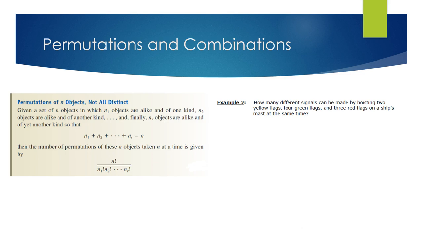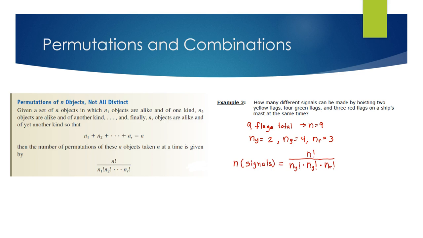If I want to look for how many different combinations of signals I can make, I have 9 flags total, so the overall n is 9. I called n sub y for yellow 2, n sub g 4, and n sub r 3. And so when I want to figure out how many different signals, it's going to be n factorial over n_y factorial times n_g factorial times n_r factorial. So it's going to be 9 factorial over 2 factorial times 4 factorial times 3 factorial. When I work that out, I get 1,260 different signals.